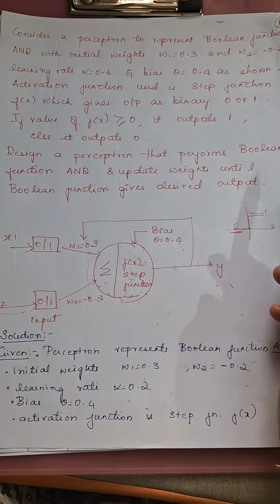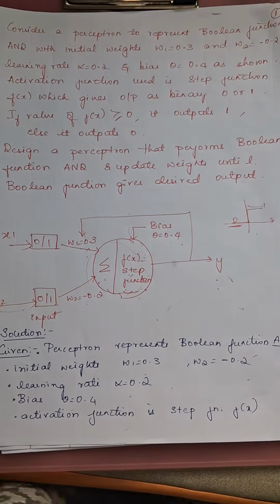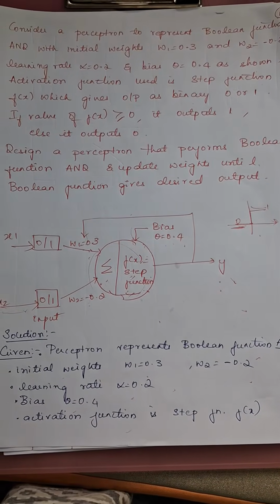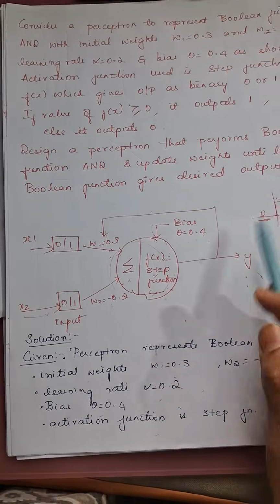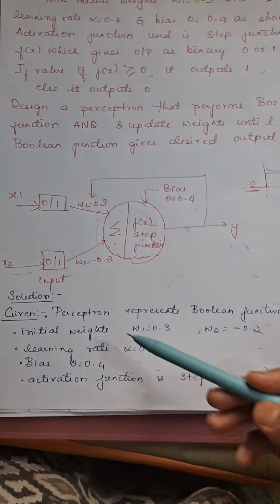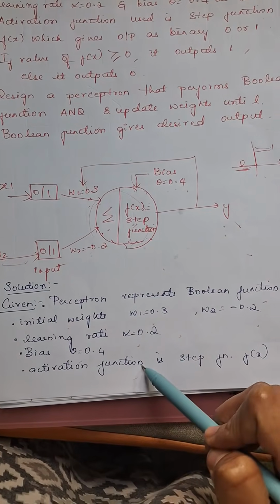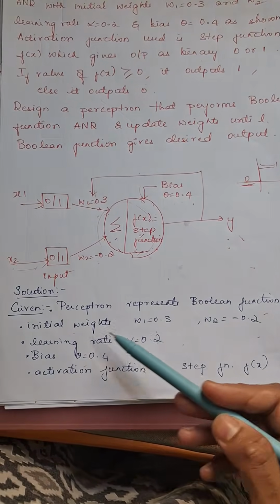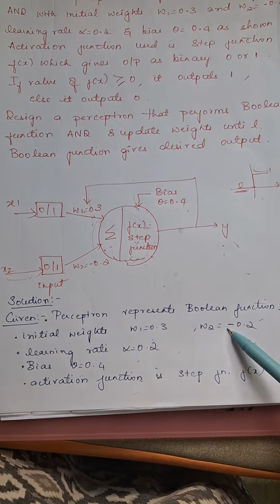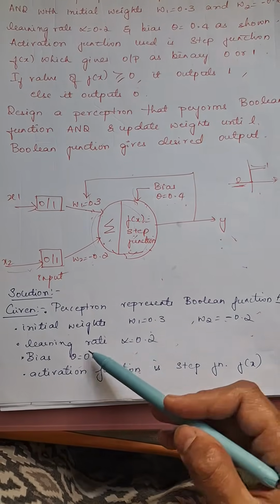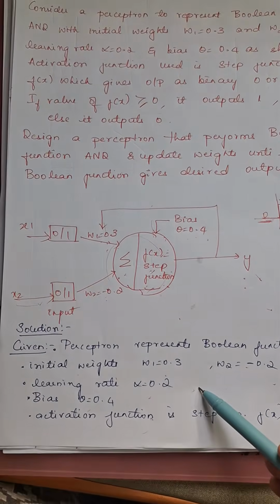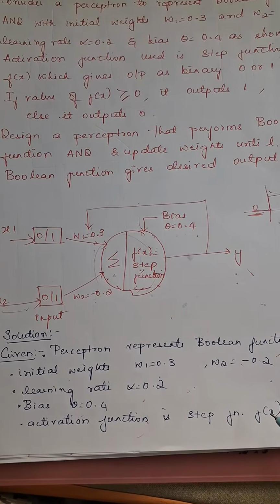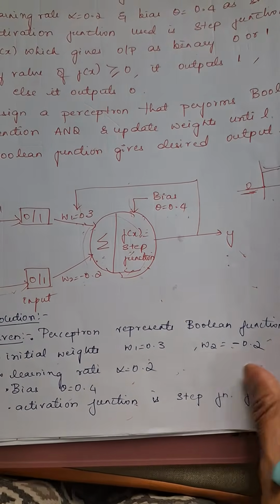Design a perceptron that performs the boolean function and updates the weights until the function gives the desired output. So whatever is given in red is the question. Now let's start solving it. First write down whatever is given in the question. Perceptron here represents a boolean function AND. The initial weights are W1 is 0.3, W2 is minus 0.2. The learning rate is given as alpha equal to 0.2. Bias theta is 0.4 and the activation function is the step function, that is f of x.